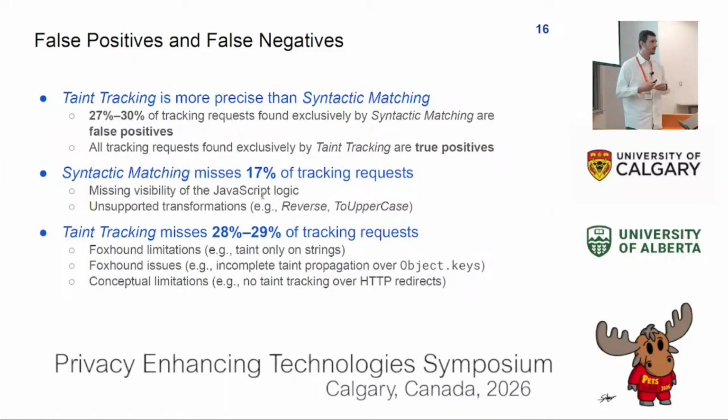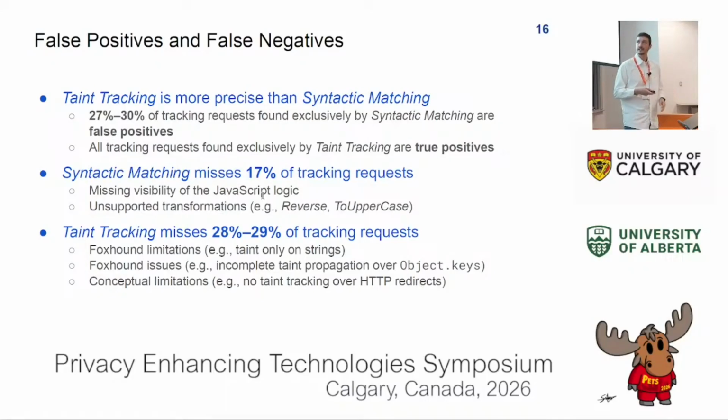Talking about false positives and false negatives, we find that taint tracking is more precise than syntactic matching because we find that 27 to 30% of tracking requests found exclusively by syntactic matching are false positives, while all tracking requests found exclusively by taint tracking are true positives.